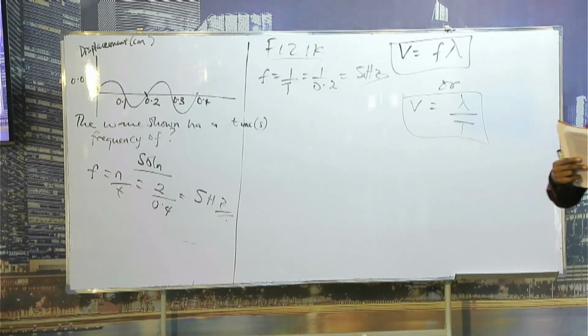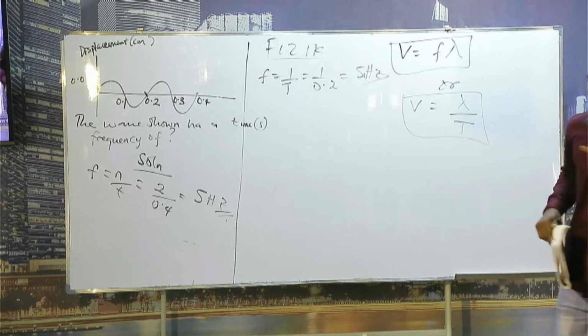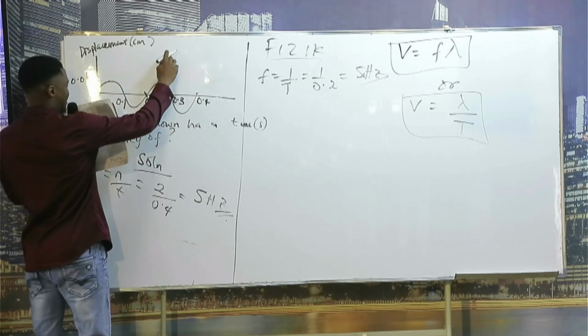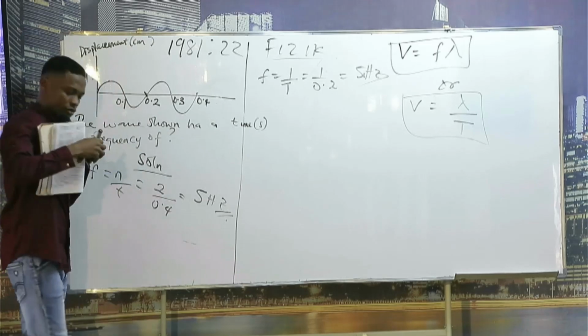Another example, taken from the book of 1986, number 34. Which year did I say this one is again? 1981, number 22.